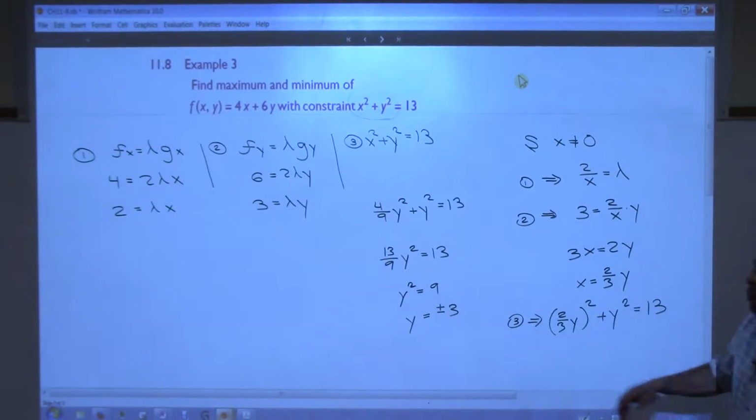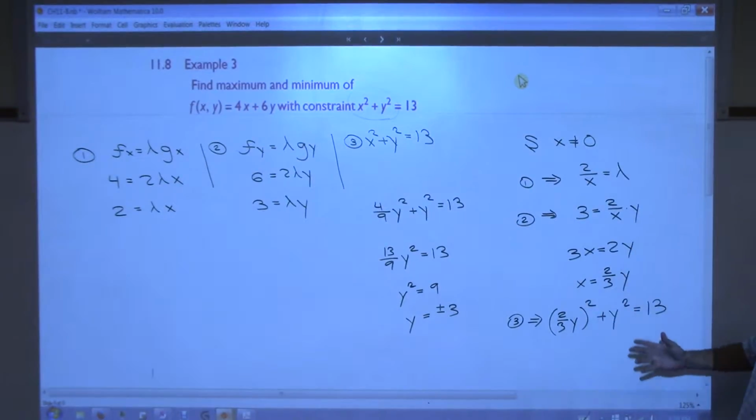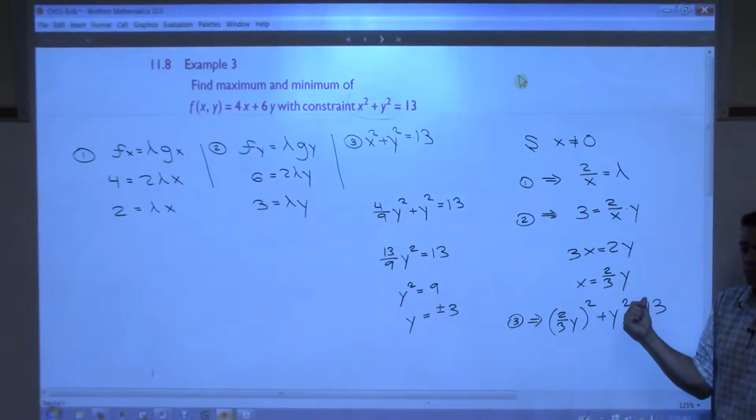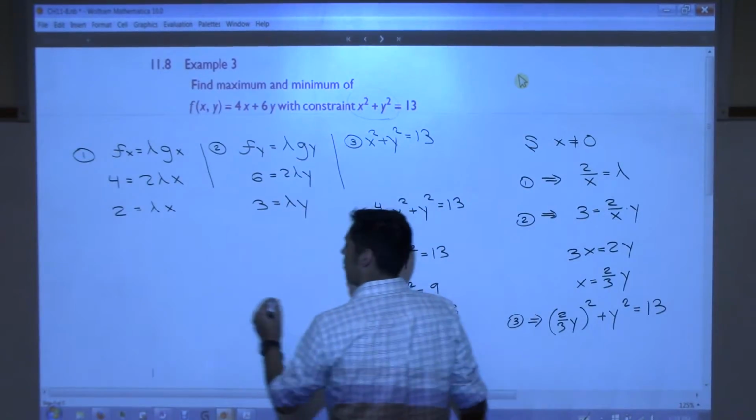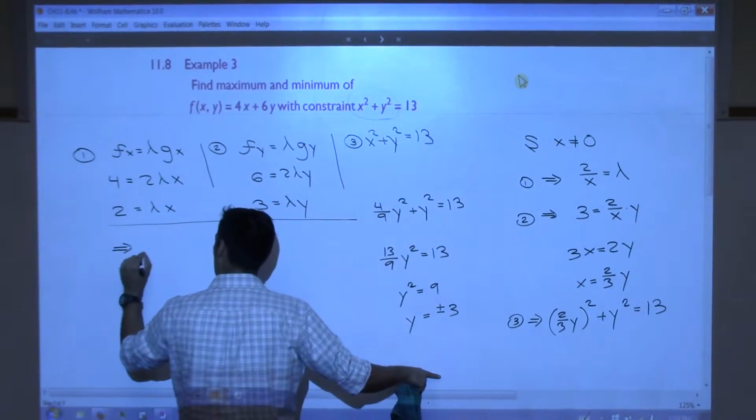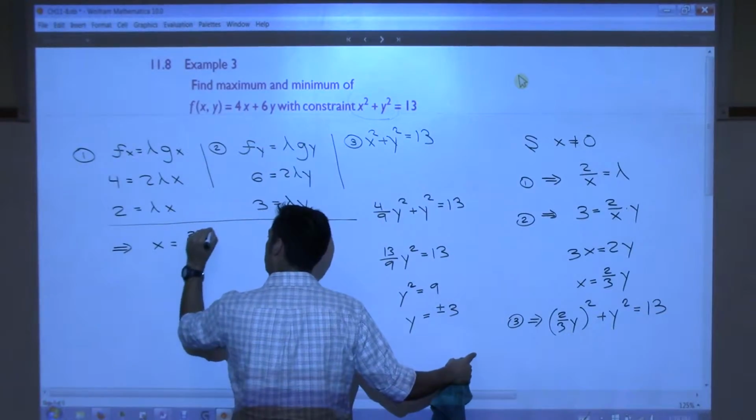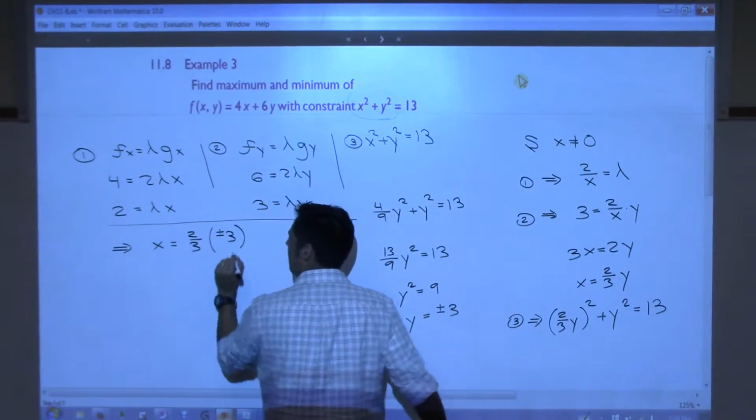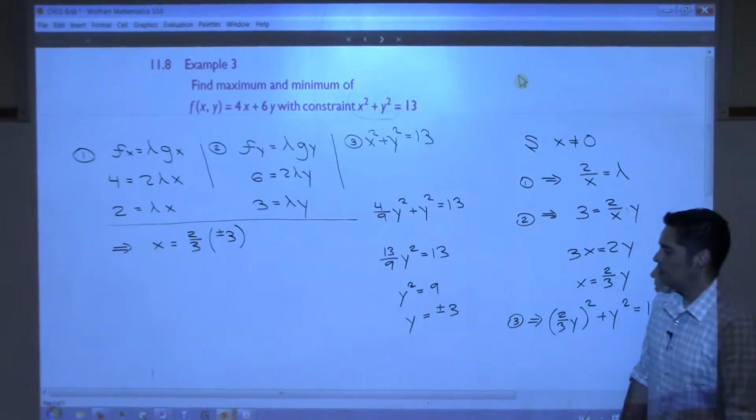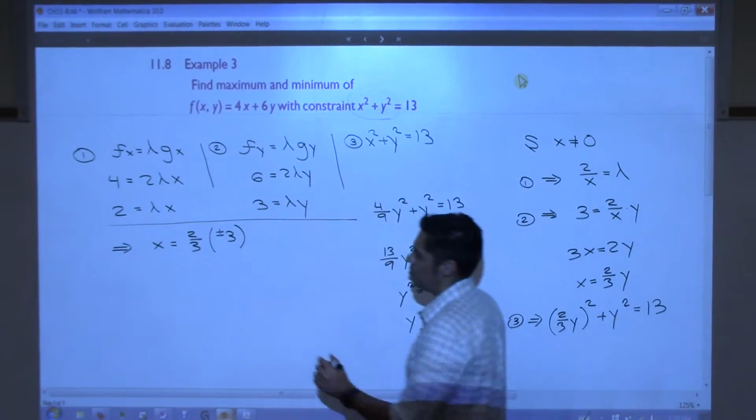What can we do once we know what y has to be? Come back and where's x? Oh, this is x, right? X is 2/3 y. So once I know what y is, I'm going to come back and get x now. So that implies, I'm continuing all this, I'm just running out of room, that x is equal to 2/3 times, I could say, plus or minus 3. I hope that makes sense to you. So plus or minus 2.